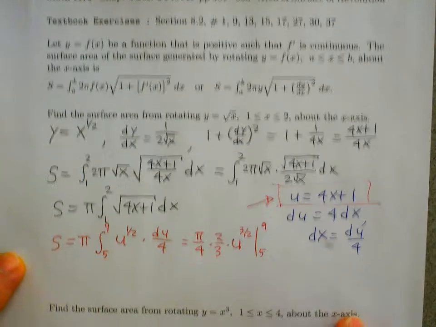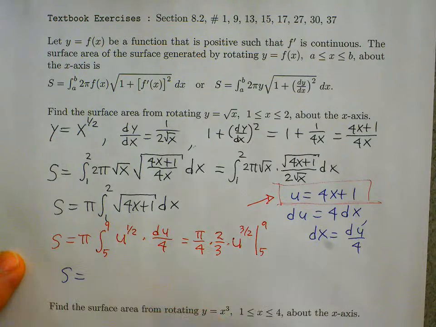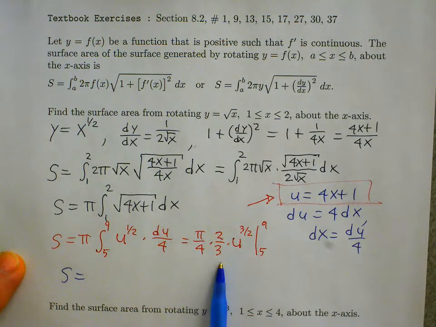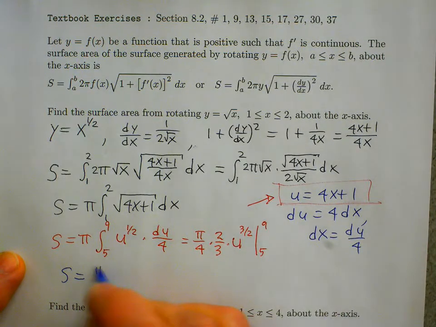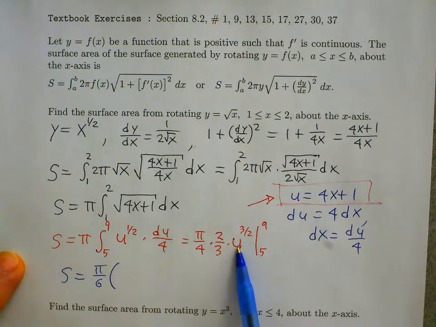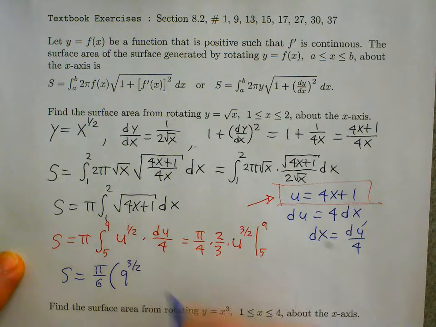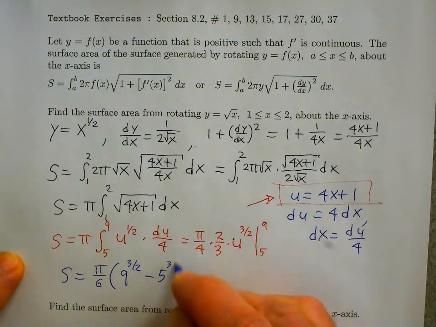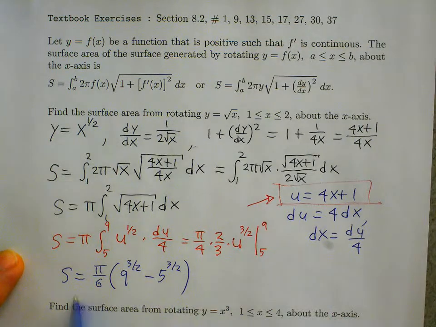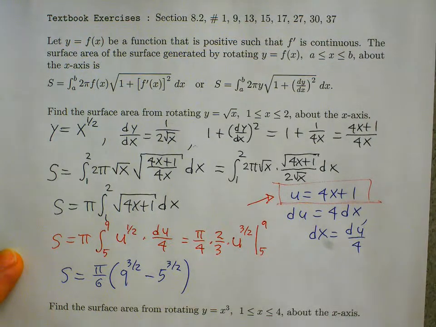Okay, so our surface area, pi over 4 times 2 over 3 is pi over 6. And then replace u with 9, we get 9 to the 3/2. And then minus 5 to the 3/2. So this is an okay answer if you want to leave it in that form.